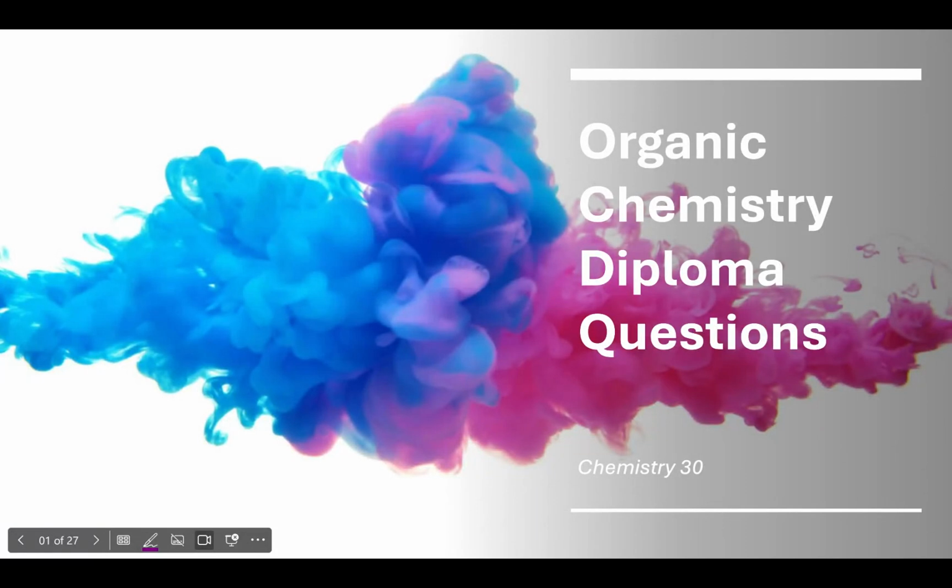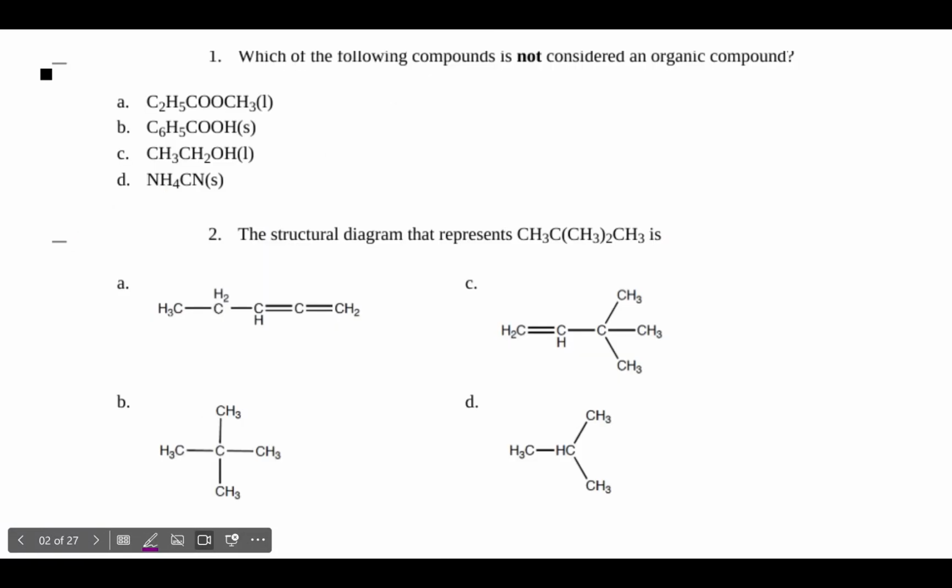Okay, so now that we've covered most of organic, let's take a look at some old diploma questions, starting with the first one where you need to be able to identify compounds that are inorganic. So the first few are fine. D sticks out right away to me because I'm seeing that CN negative, and that's one of those ions you need to look out for that are going to be inorganic.